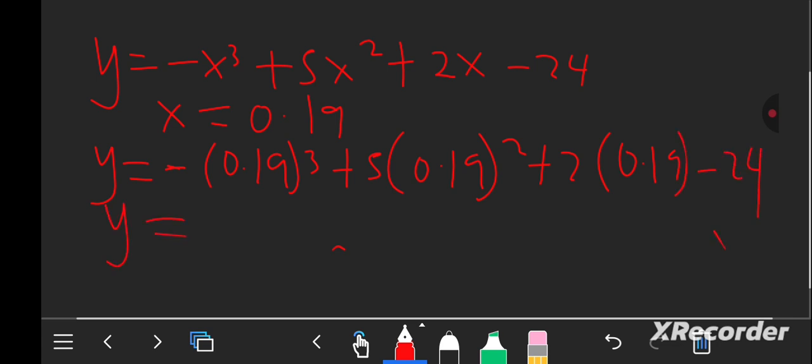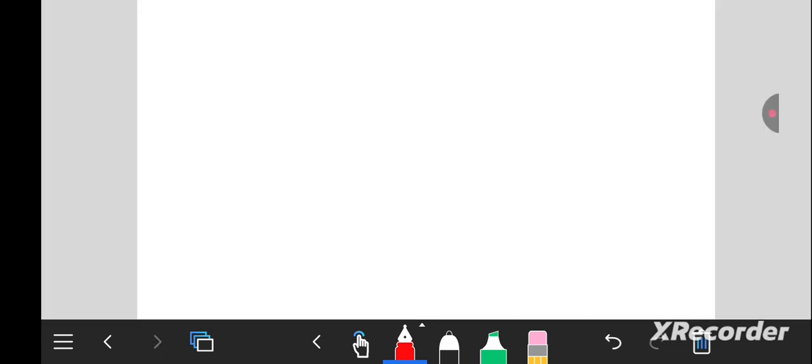So what would be the value of y? You just punch this. Negative 0.19 cubed plus 5 times 0.19 squared plus 2 times 0.19, then minus 24. It's giving negative 23.45. Let's now find the remaining value of y.